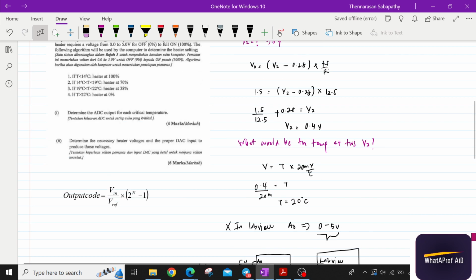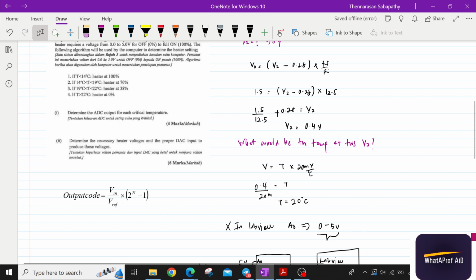This is the equation for this ADC, where you have the V in of the ADC, which is the V out of the signal conditioning, and then the reference voltage, 2 volt, and then the bit system. How many bits? 8 bit. If they put the cross like this and then put 8, it means n equals 8. Once you have this, you can calculate the output code.